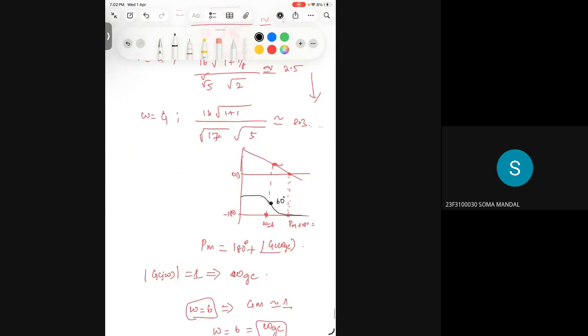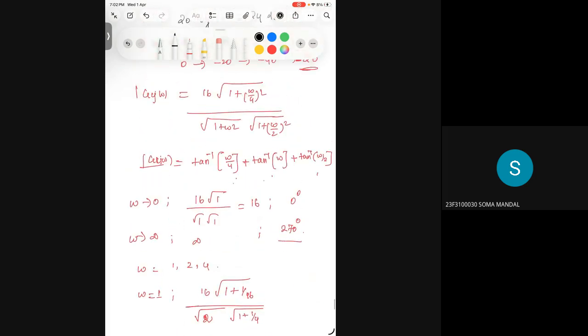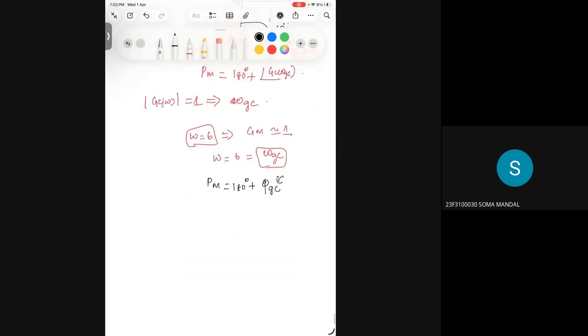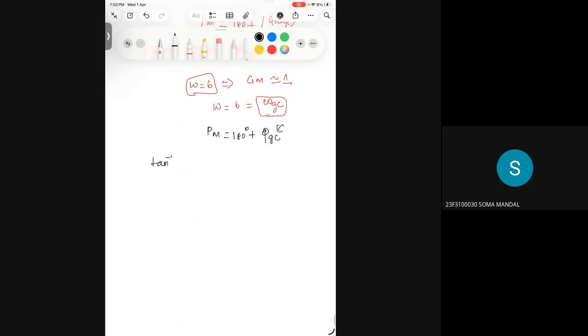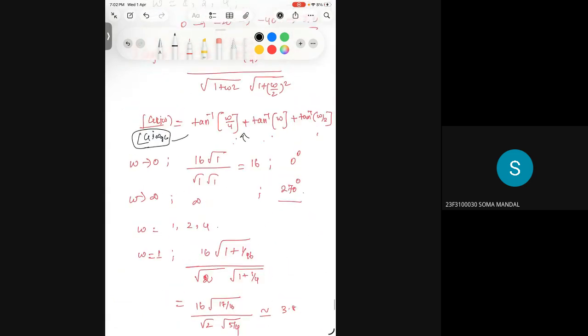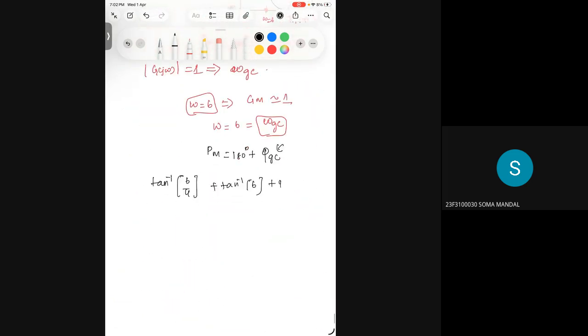Where is your phase angle? Here, this is your phase angle, right? Put omega equal to 6. This will become the angle of G of j omega at GC. That's what you need, right? So put tan inverse of 6 by 4 plus tan inverse of 6 by 2, then plus tan inverse of 6 by 2. Then it will become tan inverse of 3 by 2 plus tan inverse of 6 plus tan inverse of 3.